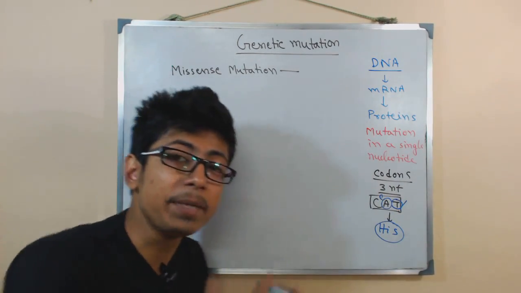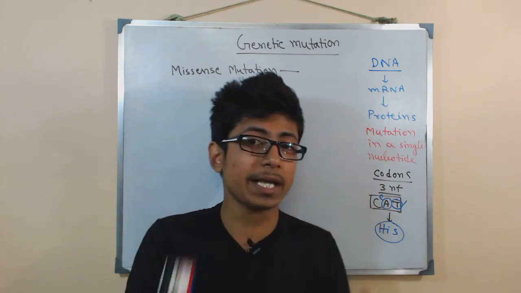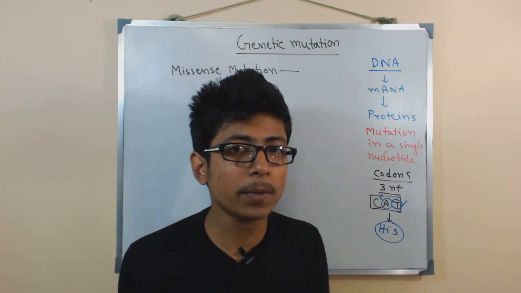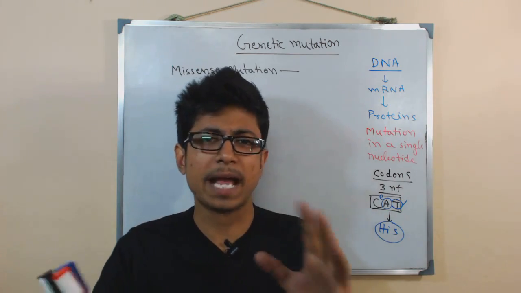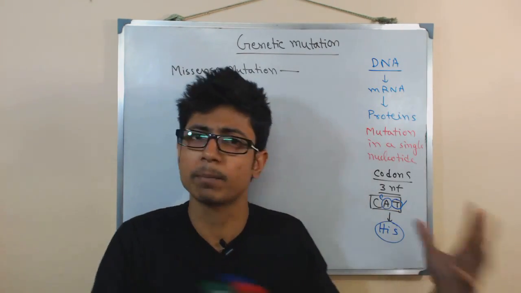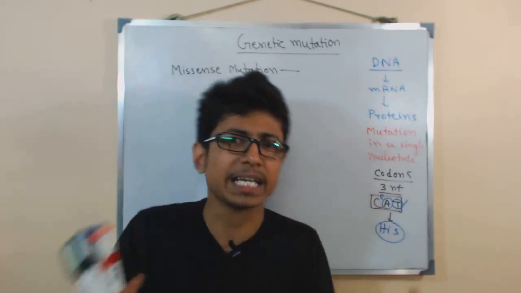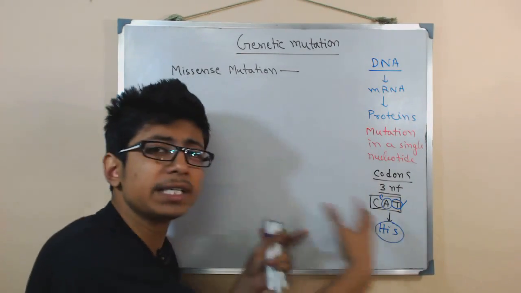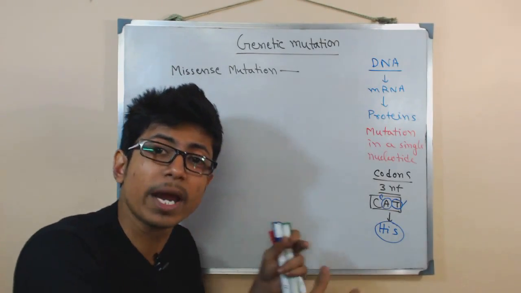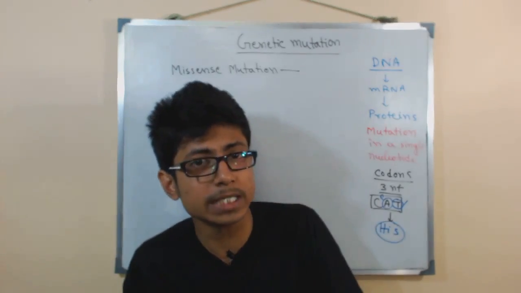So if we change the amino acids, remember there are 20 amino acids, they have different properties. Some of them are hydrophilic, some of them are hydrophobic, some of them have a bulkier group like proline, some of them are very tiny like glycine. So those are different types of amino acids and required to produce different types of proteins.